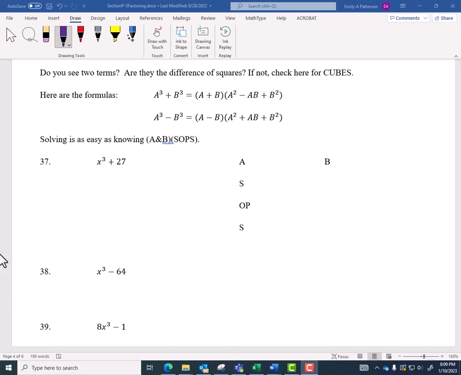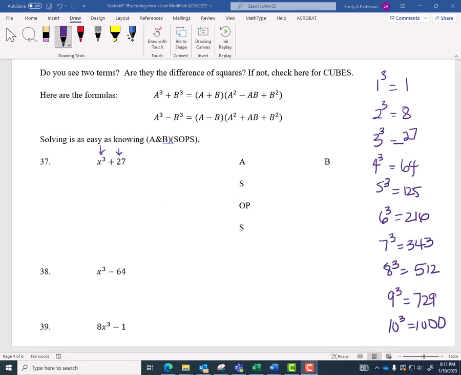When factoring cubes, it's very similar to factoring the difference of squares. In investigating each one of these, we have to make sure that all of our terms, the first and the second, are perfect cubes. Remember, perfect cubes mean that I can take the cube root and get a nice whole integer. If you don't remember, it helps to say 1 cubed is 1, 2 cubed is 8, 3 cubed is 27, and so forth.